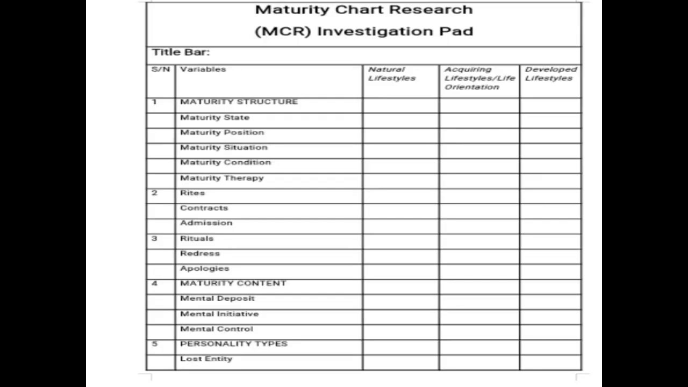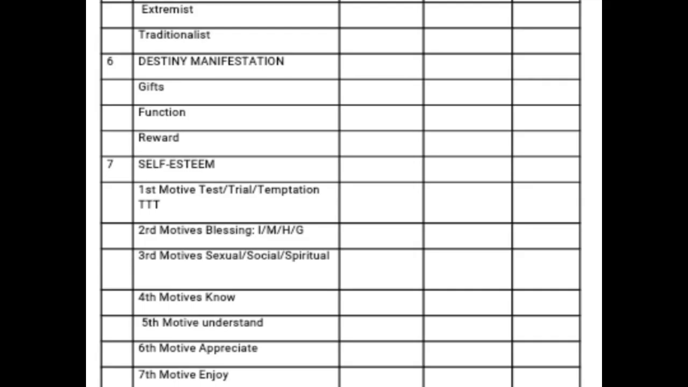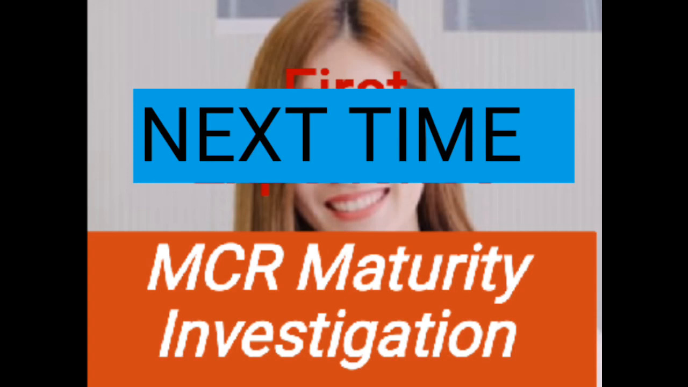So, that's what you can do when you have the MCR investigation part like this. What you write on the title bar will tell you what you're investigating. Perhaps you're investigating a compromise score, or perhaps you're investigating a maturity score. We have explained that maturity score is the value of an individual, life, lifestyle, or reality. A compromise score is the value of what? A community, the life of a community, the lifestyle in a community, and the reality in a community. And that you can do for all the variables on the MCR investigation.